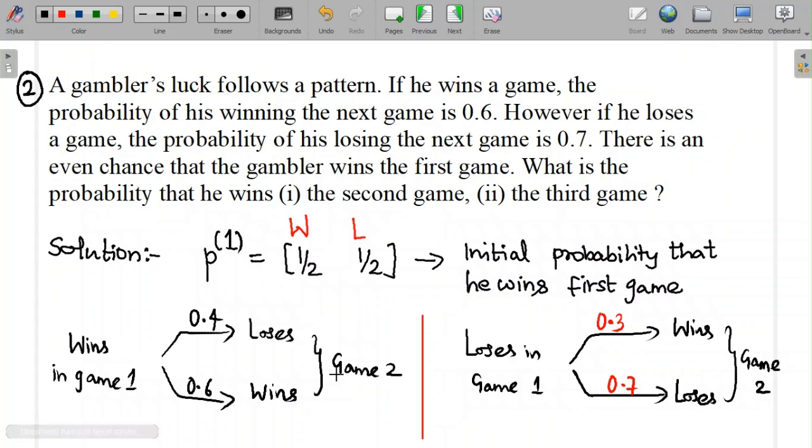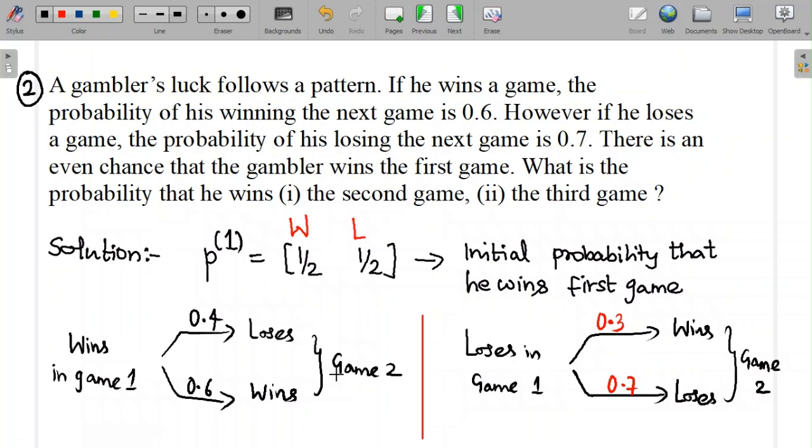Fine. How does this work? First up, since we are talking about the first game, the second game, and the third game, we'll call the initial probability matrix P1 and not P0 because there is no zeroth game. So the first game, he's having an even chance of both winning and losing. So P1 is half and half. The first entry is for winning, and the second entry is for losing.